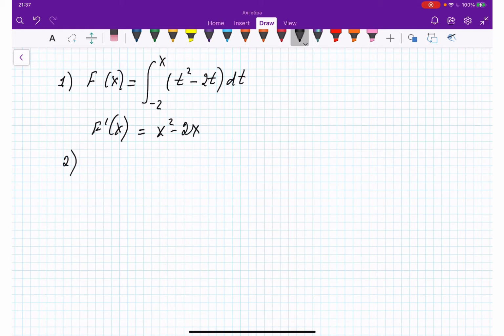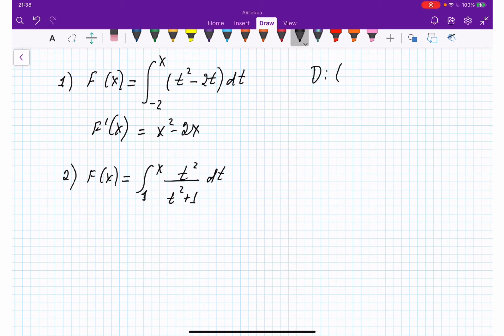F of x is equal to the integral from 1 to x of t squared plus 1. One thing you need to remember, it's crucially important that the function has to be continuous, right? The function has to be continuous and not have any break, which is the same way here. So continuous meaning the domain is going to be negative infinity to positive infinity, right? So it's not going to be 0 in this case.